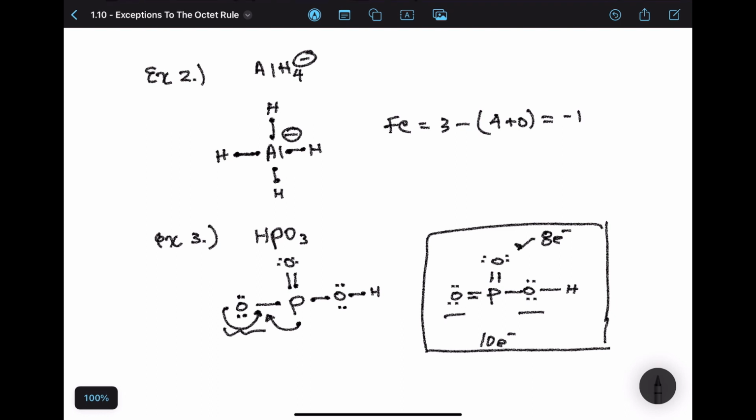So to recap, you can violate the octet rule in 2 ways. Either you have too few valence electrons, like in the case of boron and aluminum, which only have 3 valence electrons, and so when they share, they're only going to get 6 electrons total, or you can have an empty d orbital, like in the case of sulfur, in the case of phosphorus, and those will violate the octet rule by having too many electrons, either 8 and 10 or 8, 10, and 12.